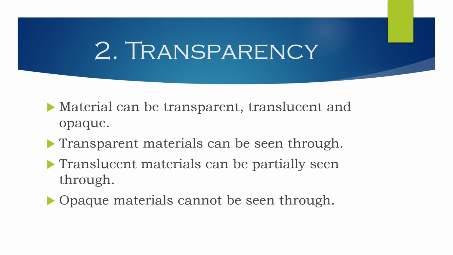Another way to classify materials is transparency. Materials can either be transparent, translucent, or opaque. Transparent materials can easily be seen through like plastic, cling wrap, plain glass, etc. Translucent materials can be partially seen through like butter paper, clouds, and some very thin fabrics. Opaque materials cannot be seen through, like you can't see through wood, you can't see through paper, you can't see through very thick fabrics, etc.